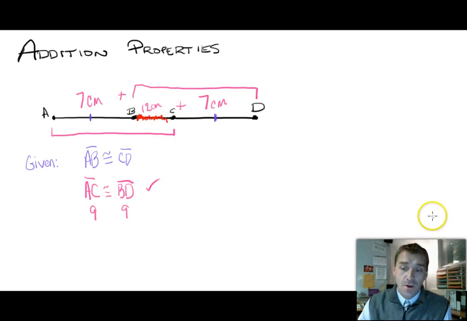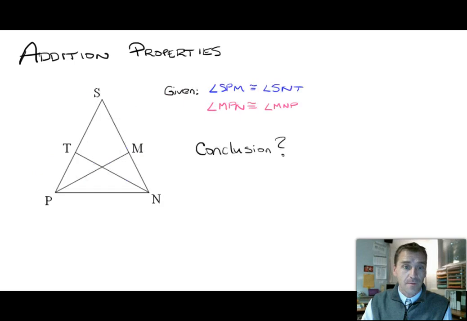So awesome. Now, does it work? This is segments, of course. Does it work with angles? Well, let's go down here and check this out. Draw this example in your foldable. Here's a nice little triangle. You have two different things given to you here with angles. Angle SPM, that's this angle, is congruent to angle SNT, that's this angle. So those two things are congruent.